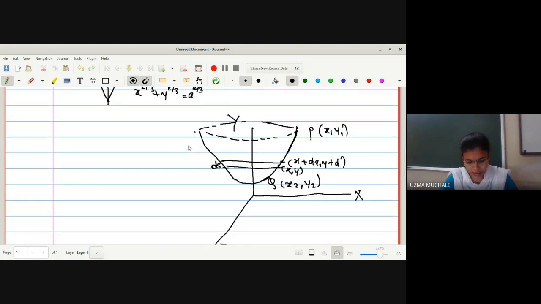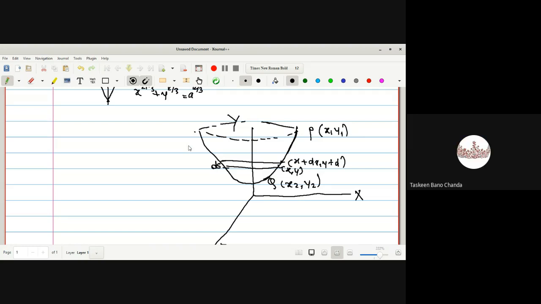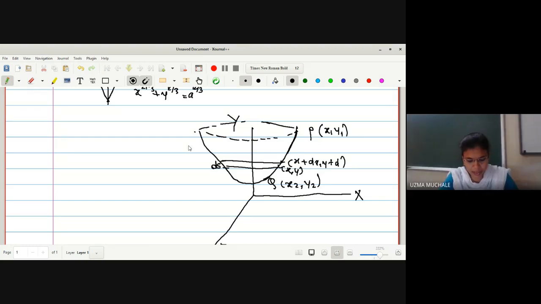Is it okay? Yes, Yes, ma'am. ma'am. So what you have to do now, our aim is to find out the curve for which surface area or area of surface of revolution should be minimum.